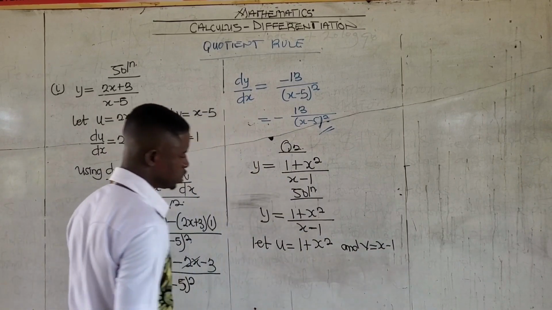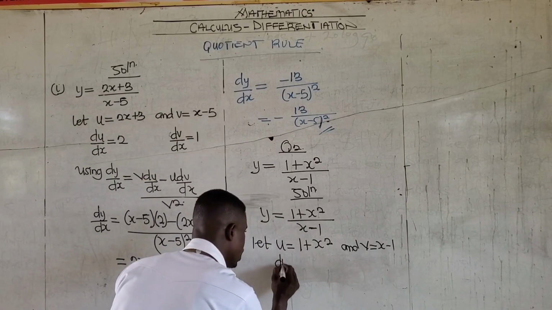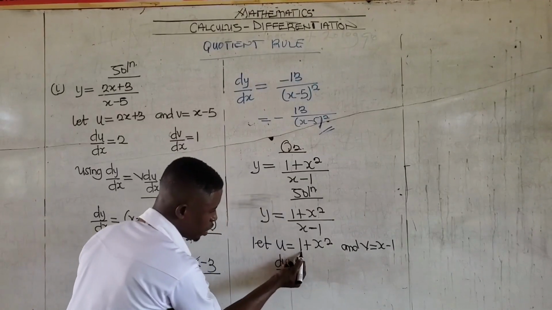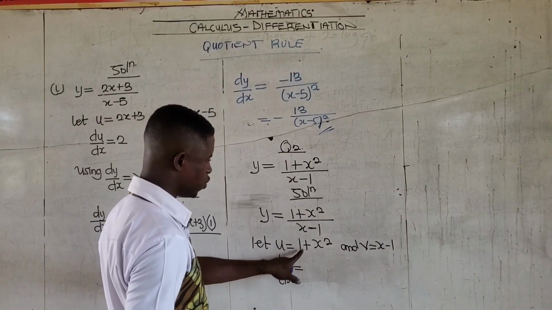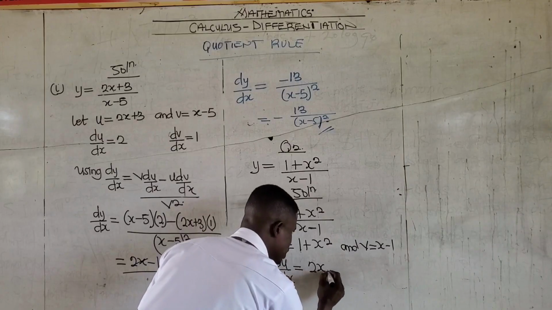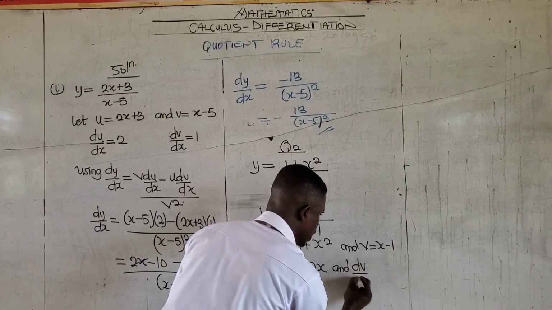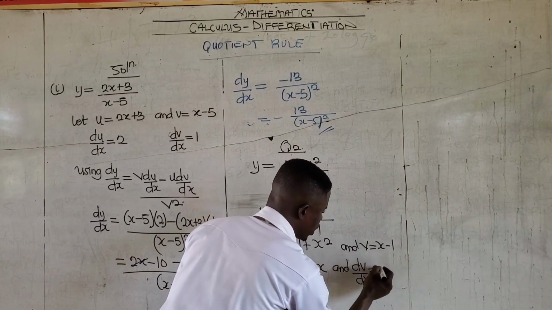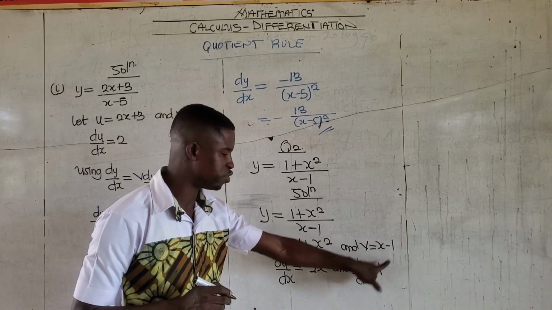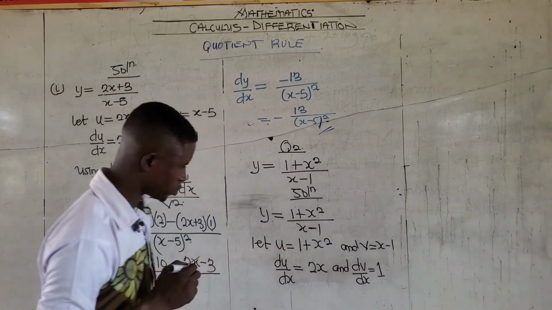After doing the denotation, the next thing we are going to do is to differentiate. So I will differentiate u and I will have du over dx equal to, when I differentiate 1, I will get 0. And when I differentiate x squared, I will get 2x. And when I differentiate v with respect to x, that is dv over dx, I will get 1. When you differentiate x, you get 1. When you differentiate negative 1, you get 0. So dv over dx is 1.